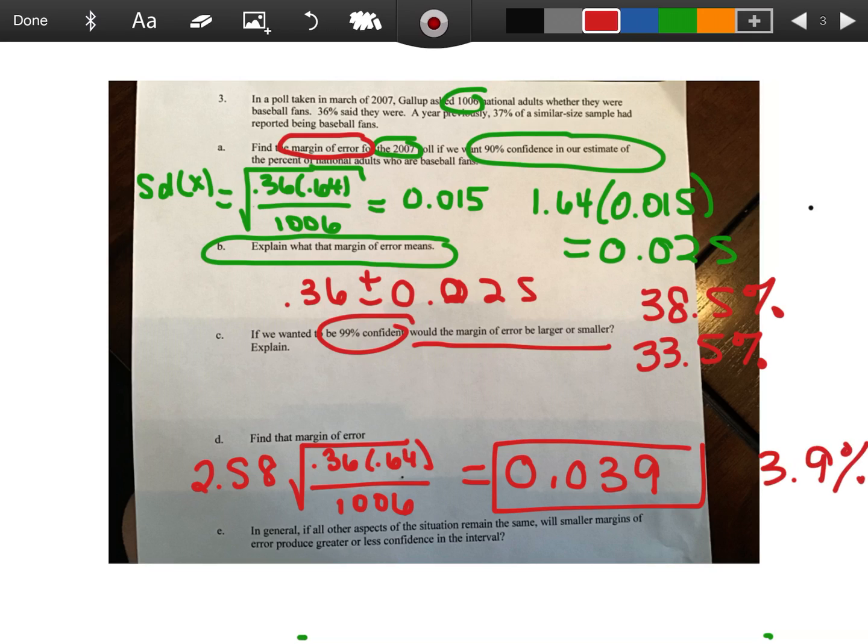If I was asked for my confidence interval here, like I found up in the beginning, I don't need to go through this calculation because it wasn't actually asked, but I'm just showing you what I mean. I'm going to take this and add or subtract in my 0.039. It's going to give you 39.9% on the high end, and on the low end, you're going to subtract almost 4, so 32.1%. I'm 99% confident that my baseball fans are between 32.1% and 39.9% of the population.